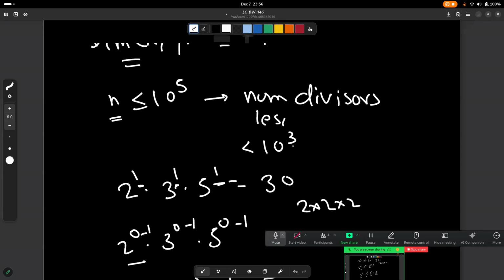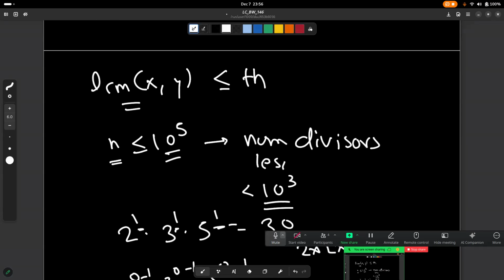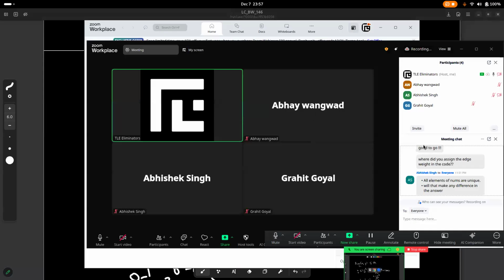And you can check that up to 10 power 5, you have very limited number of divisors. So usually it's a good idea that when you have something related to GCD or LCM, you try to see something related to divisors.